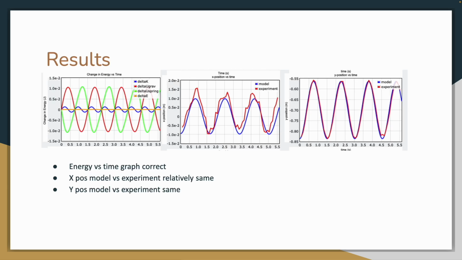Here are the results of my program. As you can see, the energy versus time graph was correct, and the computational model versus the experimental model were relatively the same. However, the experimental model was a little bit more jagged compared to the model derived from the computational model. The y position model versus the experimental model was basically the same.